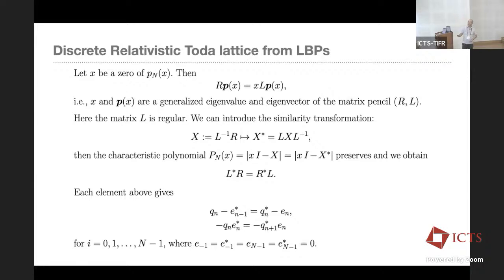And we can introduce some similarity transformation very close to the Toda case. X goes to X star by using this bidiagonal matrix L. This similarity transformation leads to a discrete time evolution, which gives us the discrete relativistic Toda lattice.